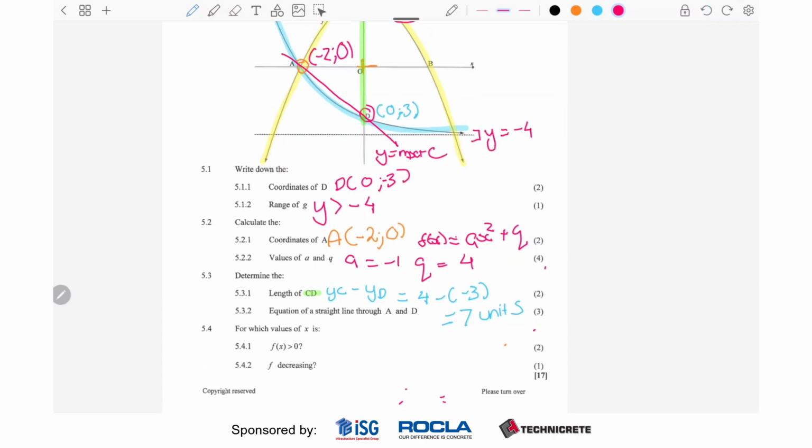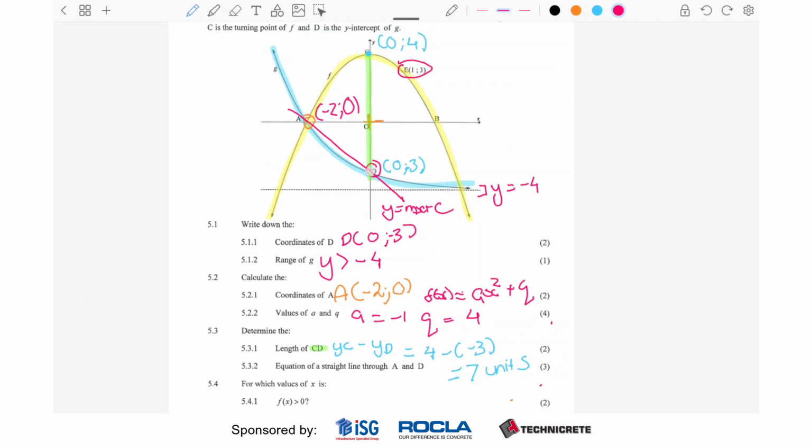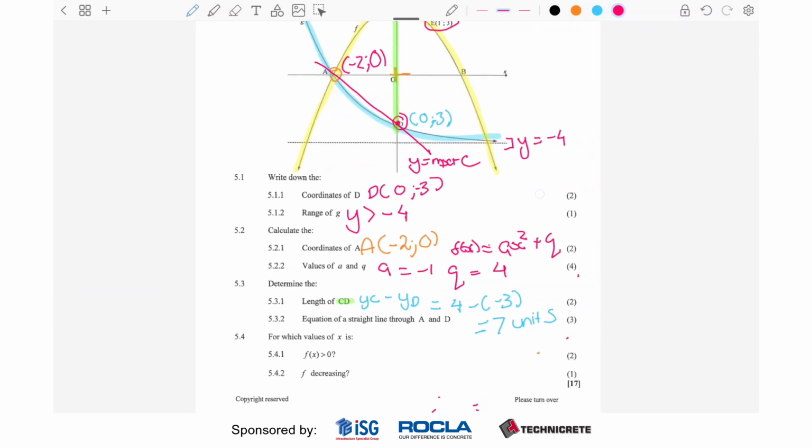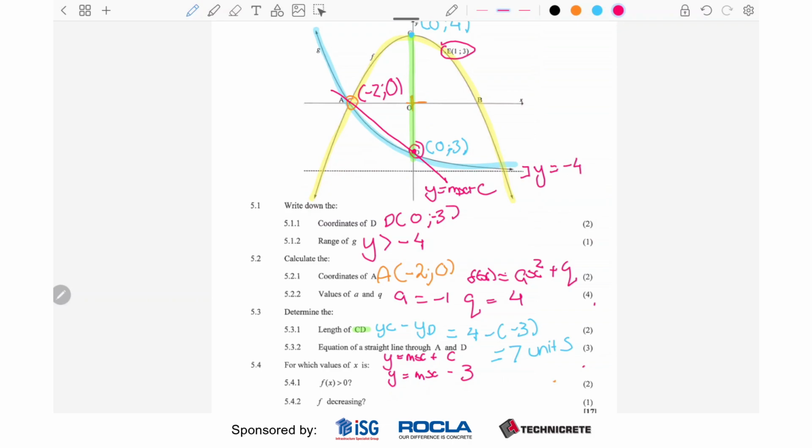Okay, sorry about that. What I meant is we have to look at the y-intercept, which will be point D, not point A. So therefore we know y is equal to mx plus c. Y is equal to mx minus 3. And all that is left is to calculate the gradient. For this we'll be using points A and D.